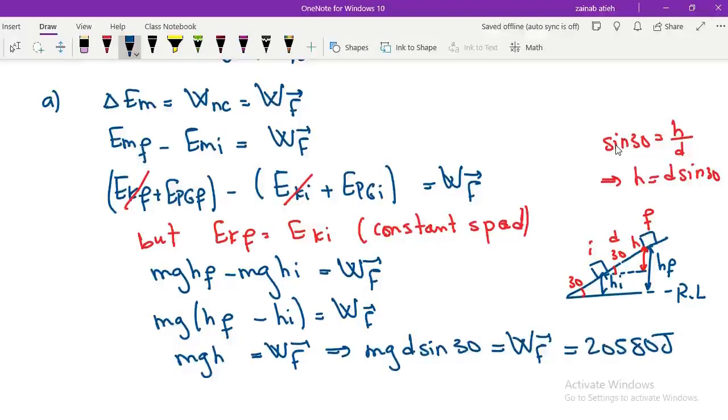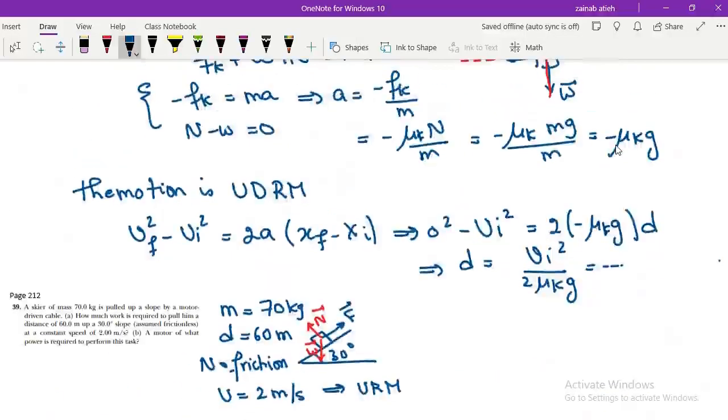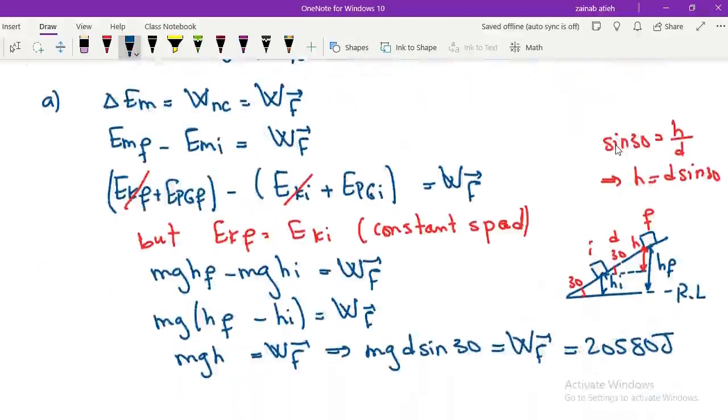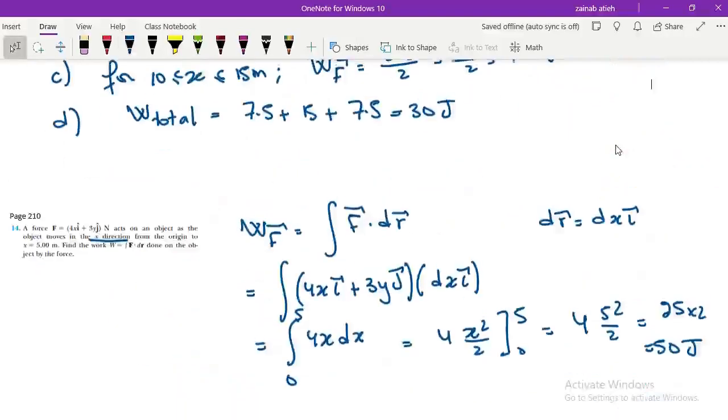Okay, this is for the first part. And the second part, what did he say? He says a motor of what power is required to perform this task? We have to find the power of this motor.